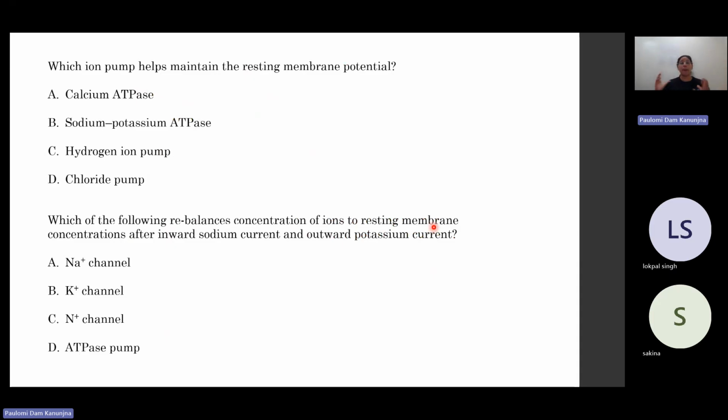Now we move on to the pumps. Okay. So first thing is, which ion pump helps maintain the resting membrane potential? I discussed this briefly. And the second one is, which of the following rebalances? So basically, this question says, which channel or which pump helps in rebalancing the concentration of ions to the resting membrane potential after inward sodium current and outward potassium current? B and B. Okay. Anyone else wants to answer?